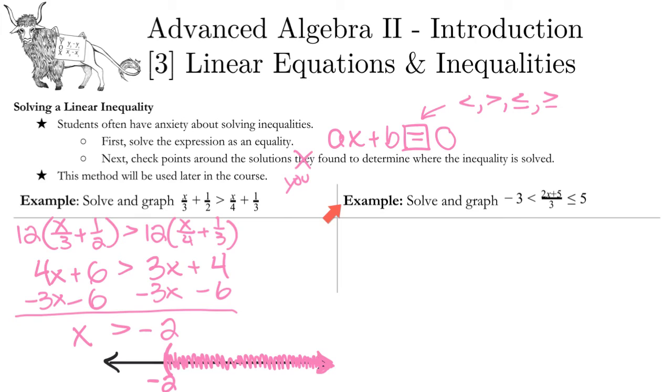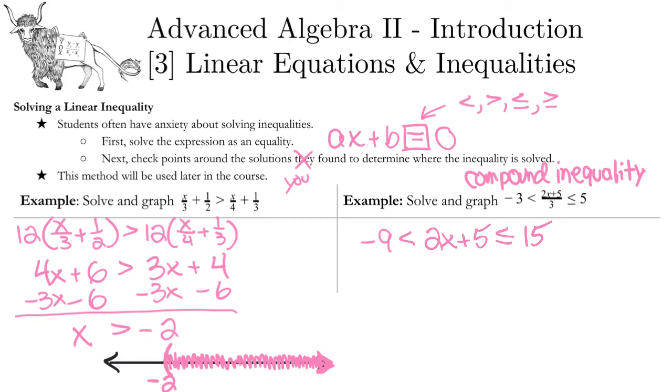Now let's do the example on the right, which is called a compound inequality. Solve and graph -3 is less than 2x plus 5 over 3 is less than or equal to 5. We can split this up into two inequalities, but it's pretty straightforward to actually solve this as a compound inequality. So the first thing that we'll do is multiply each part by 3. So -3 times 3 is -9. The middle part times 3 is just 2x plus 5. And the right side is 5 times 3, which is 15.